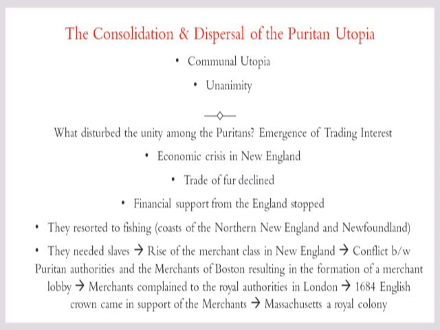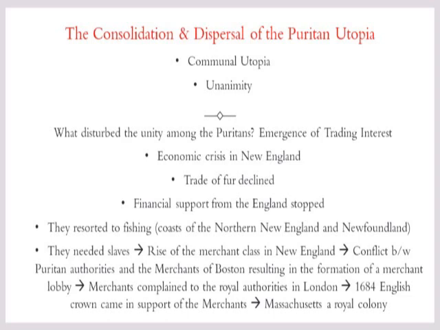Okay, so a merchant lobby is formed. These merchants complained to the royal authorities in London about the strict regime and the price control by the Puritan authorities, because Puritan authorities says that goods are for everyone. The price should be controlled. But these business class people believed that they could raise the prices, and demand and supply things were there. So, because of this, there was a rift between merchants and the Puritans.